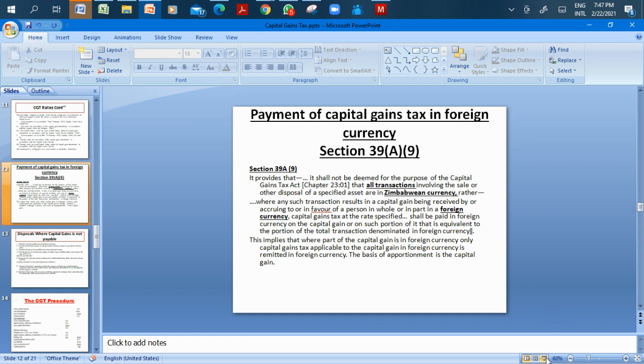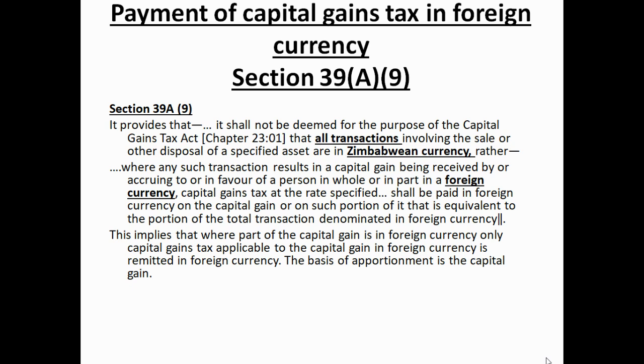Okay, let's go to that section, section 39A, subsection 9. It provides that it shall not be deemed for the purpose of the Capital Gains Tax Act that all transactions involving the sale or other disposal of a specified asset are in Zimbabwean currency. Rather, where any such transaction results in a capital gain being received by or accruing to or in favor of a person in whole or in part in foreign currency, capital gains tax at the rate specified shall be paid in foreign currency on the capital gain or such portion of it that is equivalent to the portion of the total transaction denominated in foreign currency.